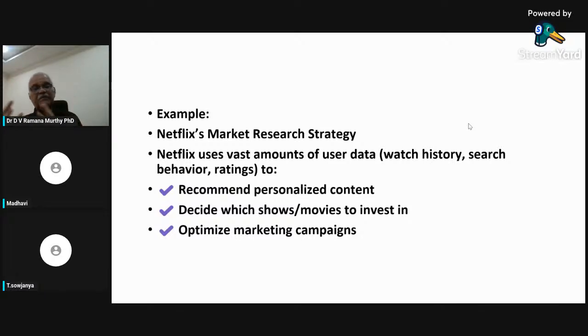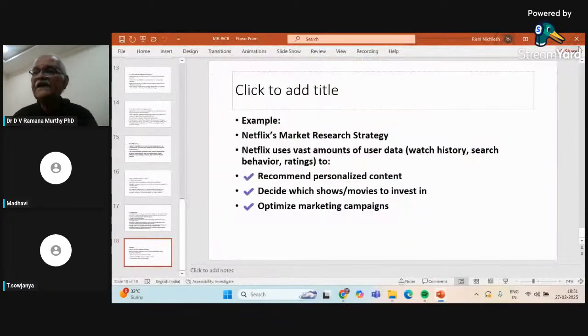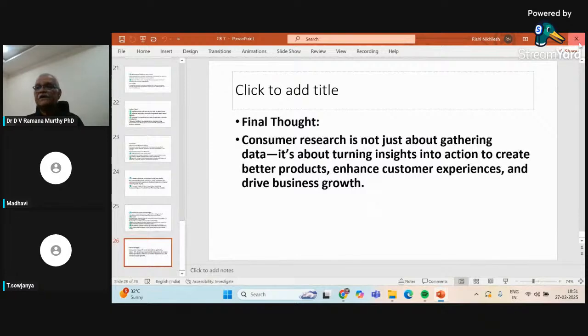So now they recommend personalized content because they know the watch history. They studied the search behavior of people. They track, and then based on that they decide which shows and movies to invest in and buy from the producers, and flash on their OTT platforms and broadcast. So they optimize marketing campaigns like that. See, this is what it means, and this is the importance of this. So here I just stop, and is there anything else you want me to cover?